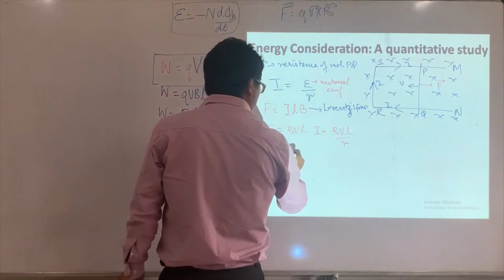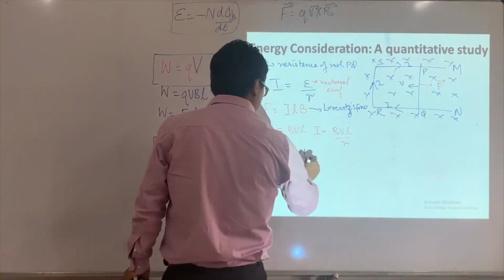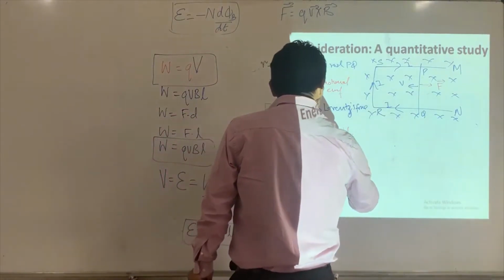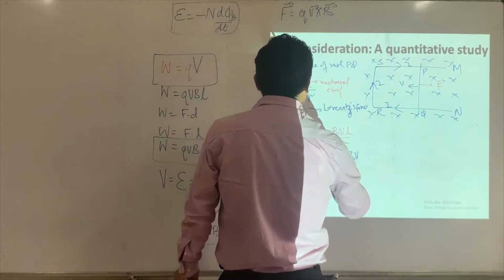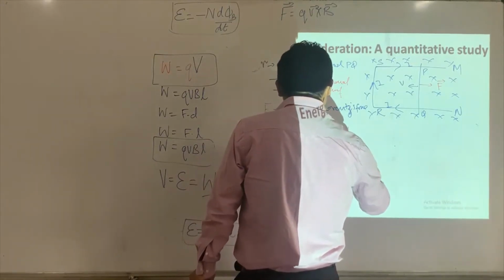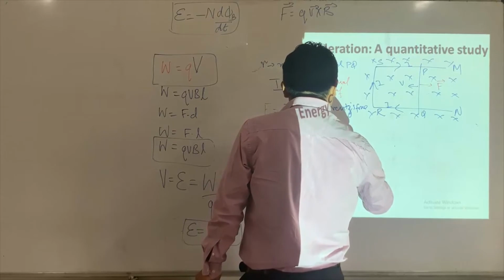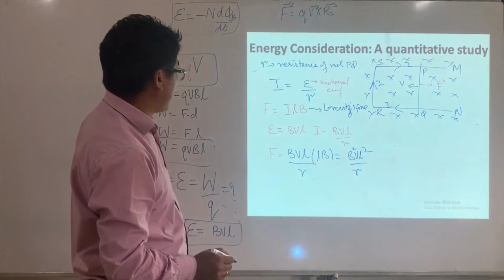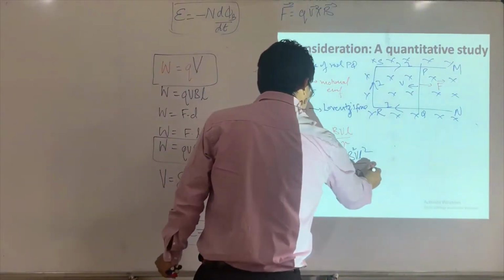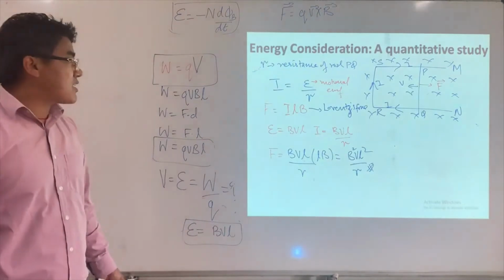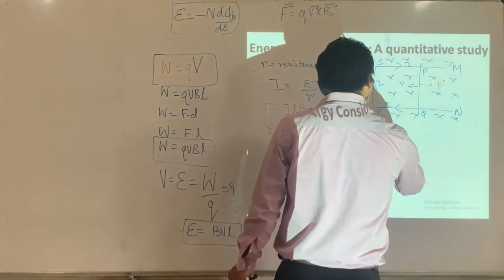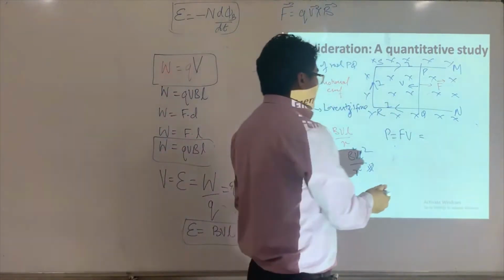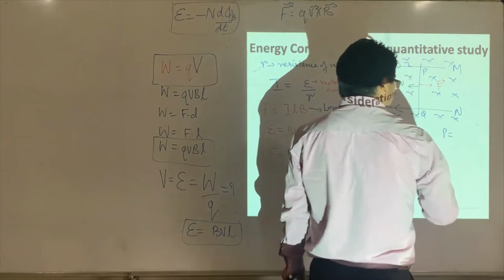The force is equal to, substituting the value of I, B squared V L squared divided by R. This is the force. And then mechanically, what is power? Power is equal to F V. I will derive this. This is done in class 11.